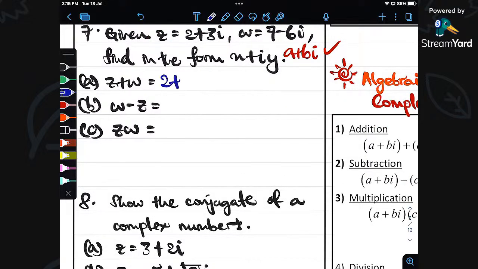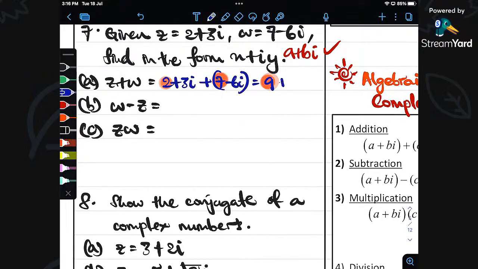So 2Z, so Z is 2 plus 3I and then plus with 7 minus 6I. Please put a bracket lah. Kalau tak put bracket nanti bahaya. So here we go. You will get 2 plus 7 is 9.